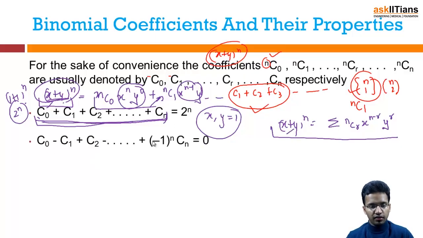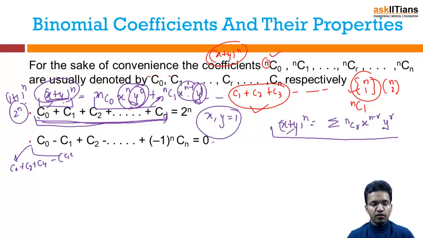Next property says that the alternate sum is 0. Obviously, now what is the change here? That instead of 1 plus 1, we substituted y as minus 1. Why? As you can see here, this will be y raised to power 0, this will be y raised to power 1. So this will be plus 1, minus 1, alternately it will go. You can just check, it will become 0. One more important result we will get from here is that I can have C0 plus C2 plus C4 minus C1 plus C3 plus C5.